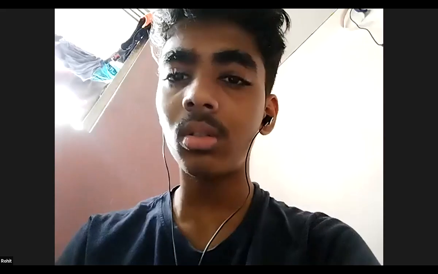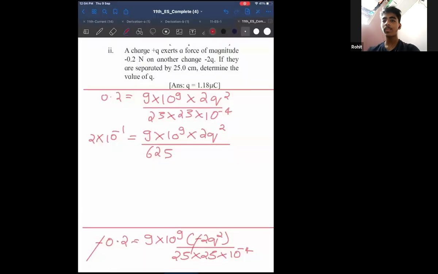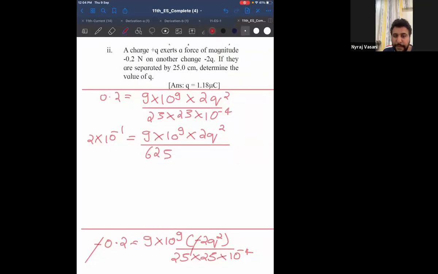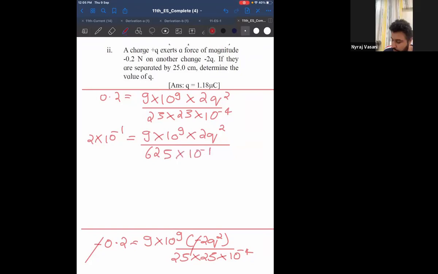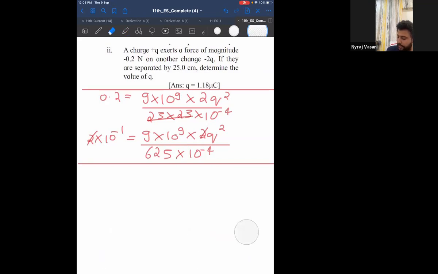So the screen is not visible. One minute. Can you see now? Yes. Divided by 625 into 10 raised to minus 4. Correct? Now, 25 into 25 is 625 into 10 power minus 4. Now, look at this. This 2 and this 2 will cancel. Therefore, now first find out the value for q square, and then you have to find out the value for q. Start.